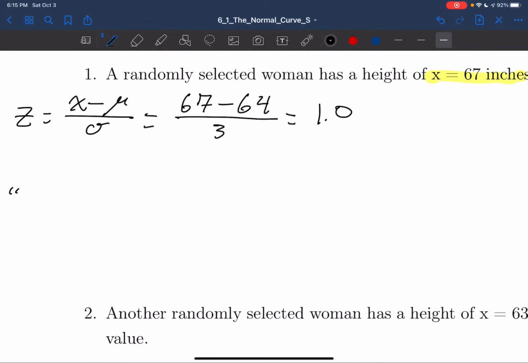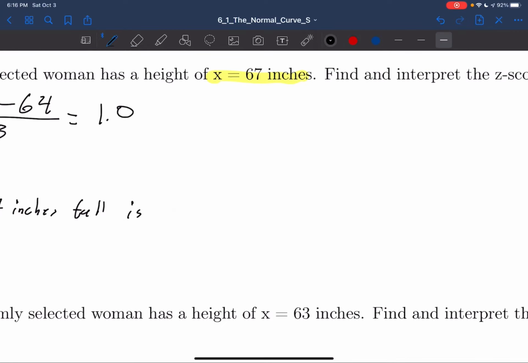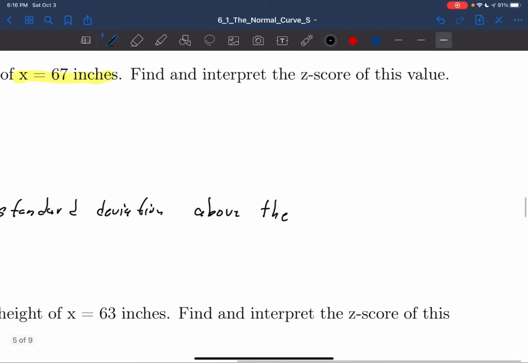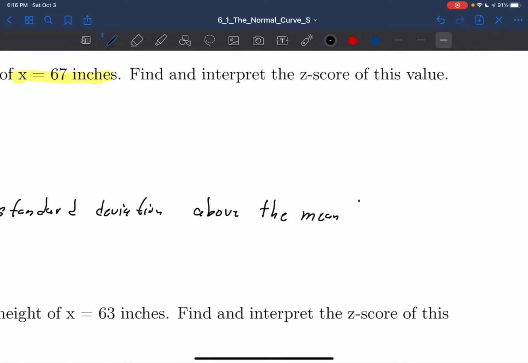In words, we could say that a woman who is 67 inches tall is one standard deviation above the mean height of 64 inches.